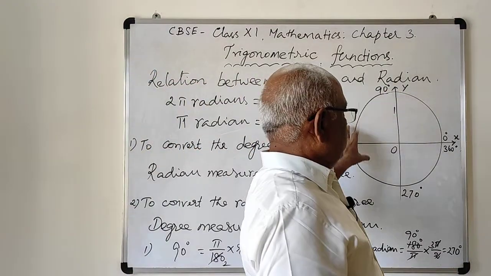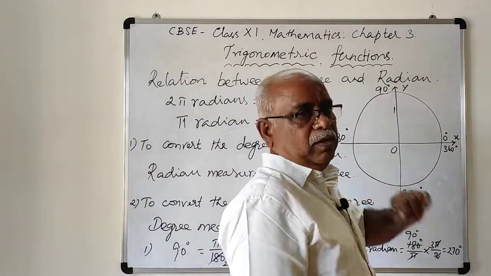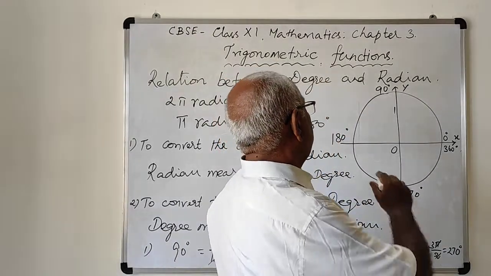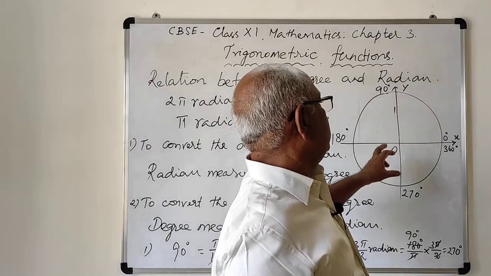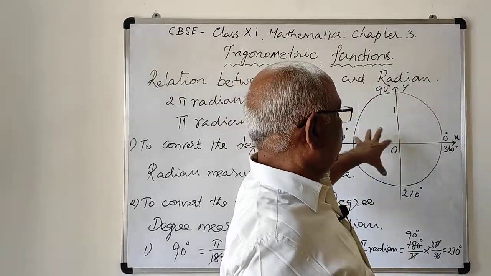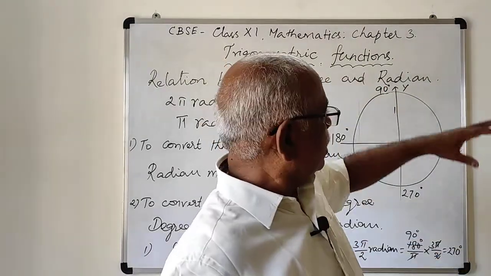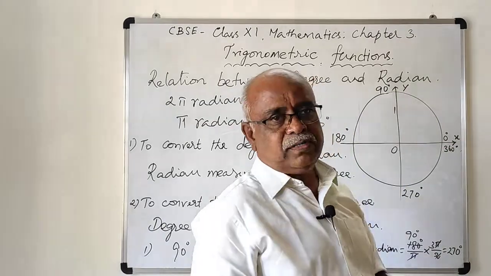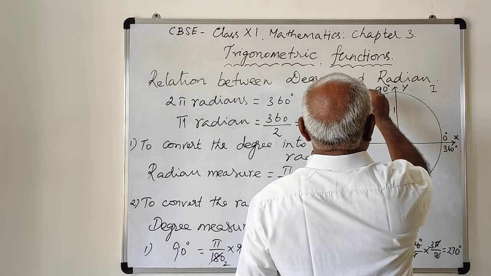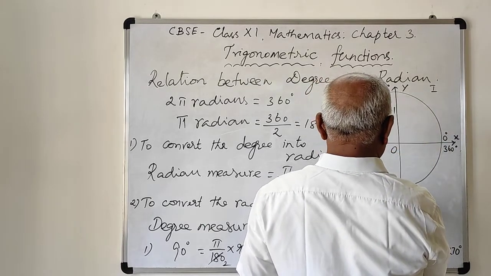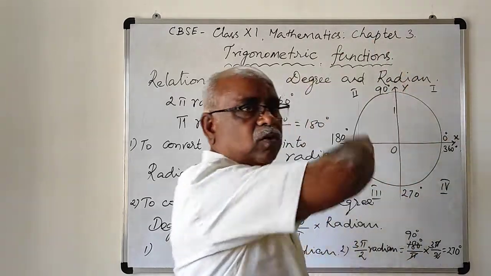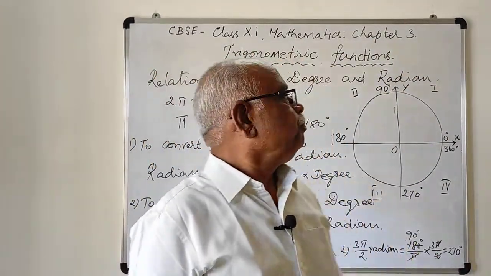Consider the unit circle with center at the origin. Unit circle means the radius is 1 unit. That's why it is called a unit circle. In this unit circle, the center is the origin, and this is the x-axis and y-axis. The plane is divided into 4 quadrants. This is the first quadrant, this is the second quadrant, this is the third quadrant, and this is the fourth quadrant. In the anti-clockwise sense, you have to define the quadrants.